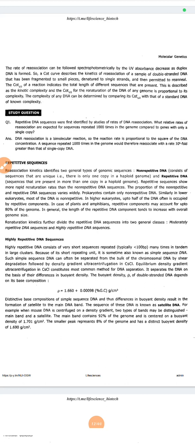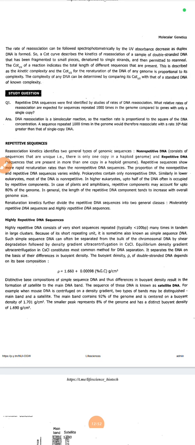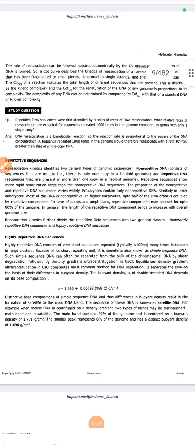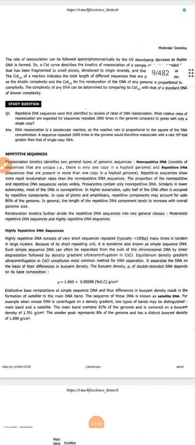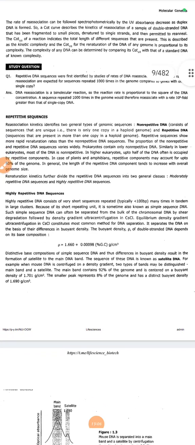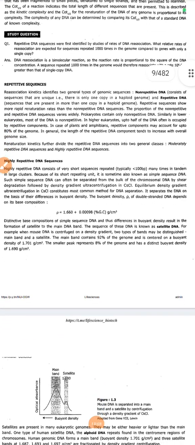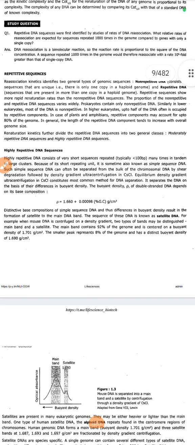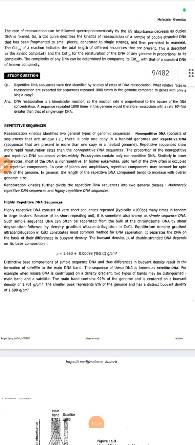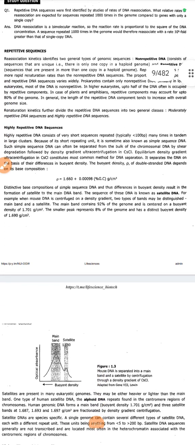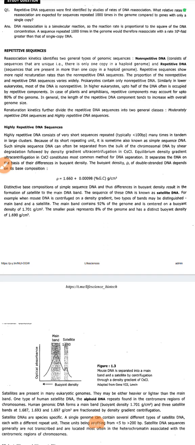The proportions of non-repetitive and repetitive DNA sequences vary widely. Prokaryotes contain only non-repetitive DNA. Please remember, prokaryotes contain only non-repetitive DNA. Similarly, in lower eukaryotes, most of the DNA is non-repetitive. In plants and amphibians, repetitive components may account for up to 80% of the genome. In general, the repetitive DNA component tends to increase with genome size. The more the genome size, the more the repetitive DNA.